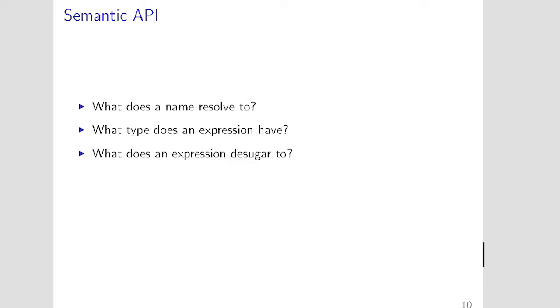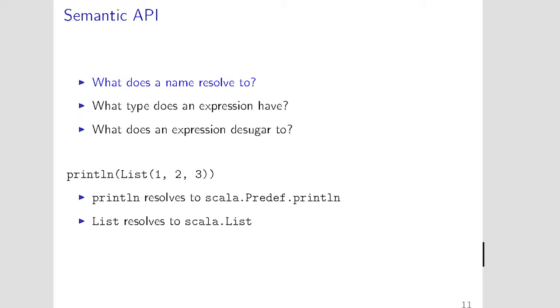So speaking of names, concretely, if we take this println of List thing that we've seen before, we would like to learn, using the semantic API, that println actually comes from Predef, and Predef comes from scala, from the standard Scala package. And List is actually an alias in the scala package object. So information like that. That's one aspect of the semantic API.